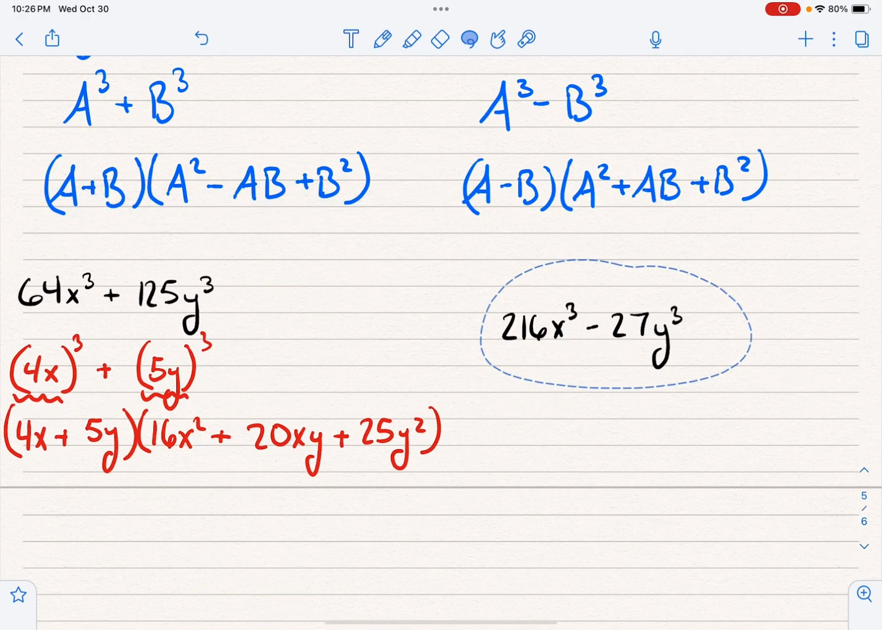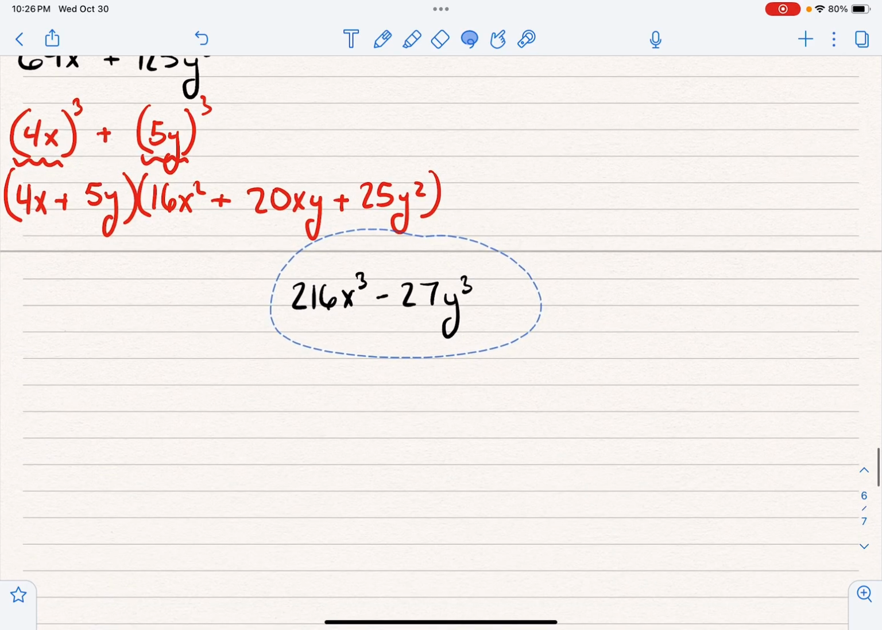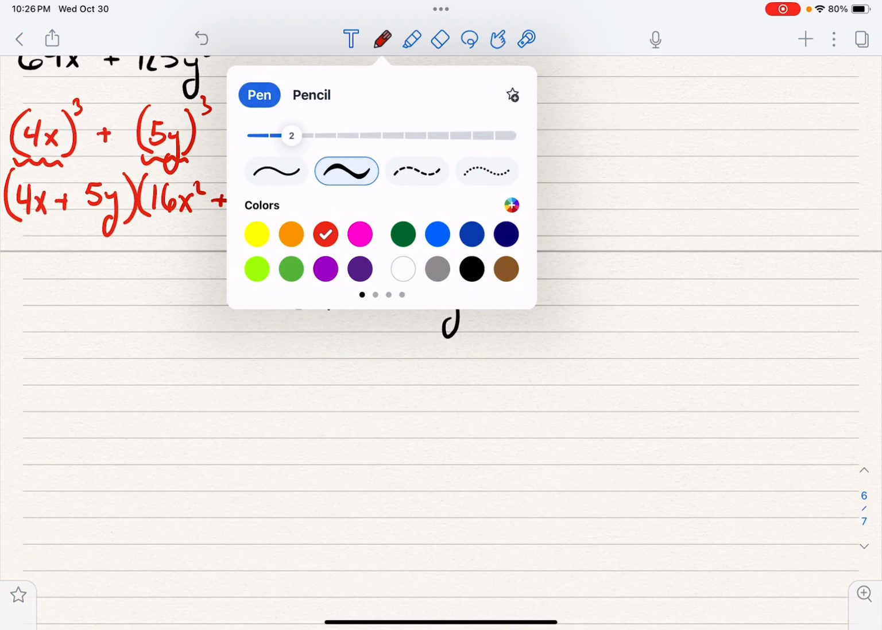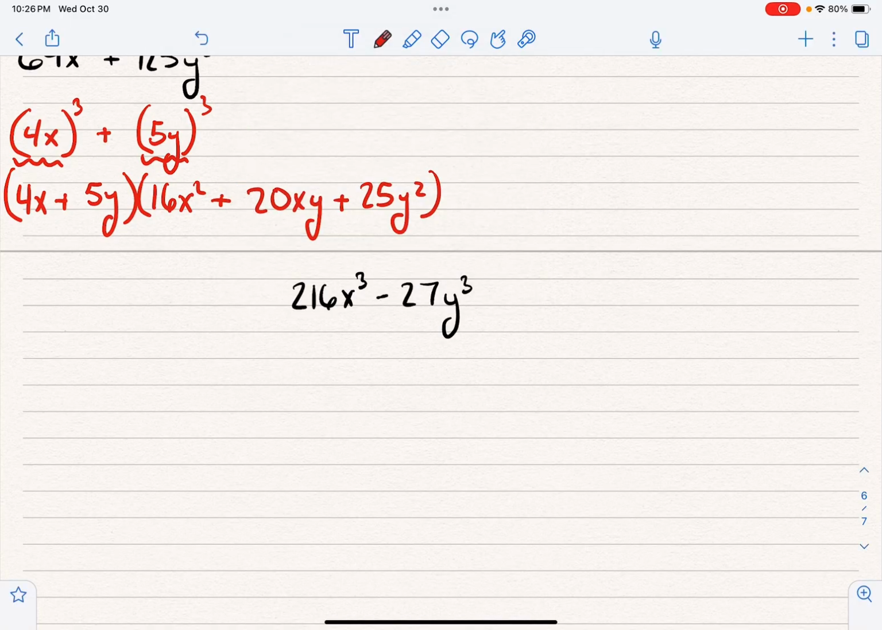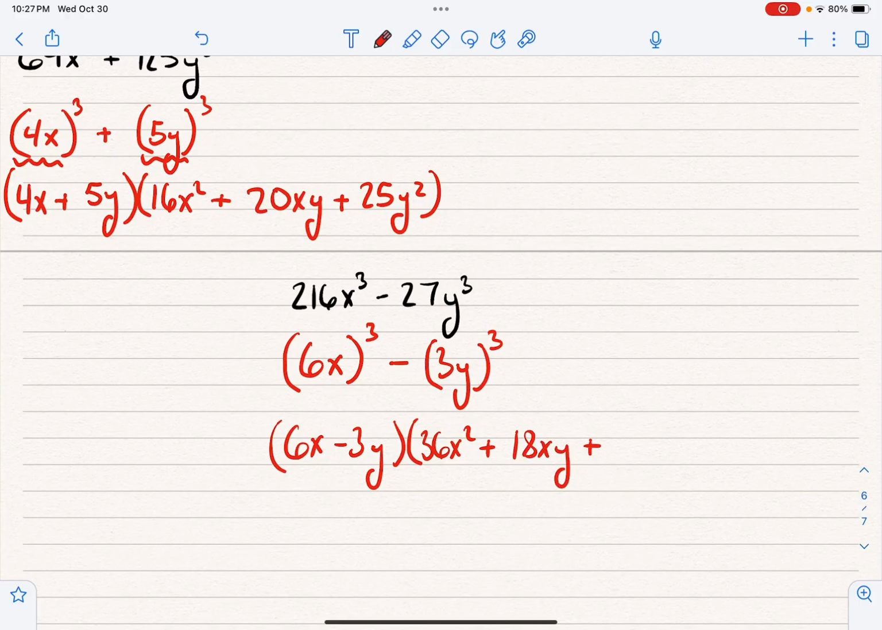Okay, now let's look at the next one. I'm going to bring this down just a little bit to give myself more room. Okay, and so hopefully you are on top of this one and you see it, no problem. There we go. So we hopefully know that this is 6x being cubed minus 3y being cubed. Okay, and so therefore the first little binomial is going to be 6x minus 3y times 6x squared is 36x squared. Okay, and then you have to multiply the two, plus 6x times 3y is 18xy, plus 3y times 3y is 9y squared.